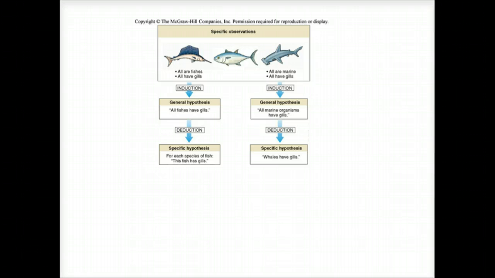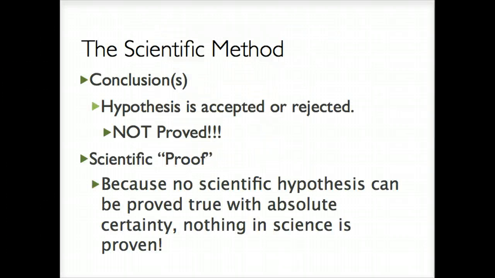And so our hypotheses here, in general, are that all fish have gills, maybe, or that all marine organisms, anything that we find in the ocean, will have gills. And then, in addition, we may have more specific hypotheses, such as, whales have gills. Let's test each of those hypotheses. So we take a bunch of fish, we keep catching fish, we have a great time on the water, and we look at each one to determine if it has gills or not.